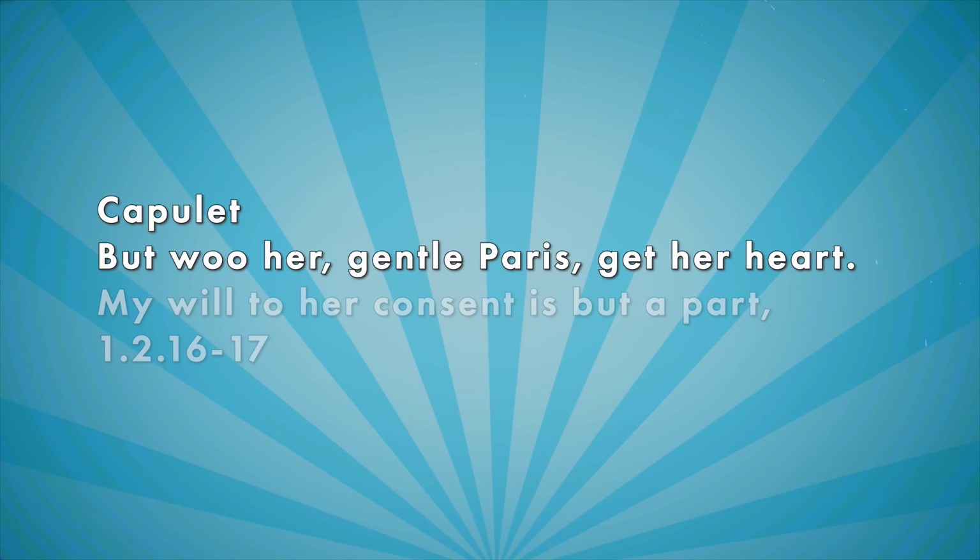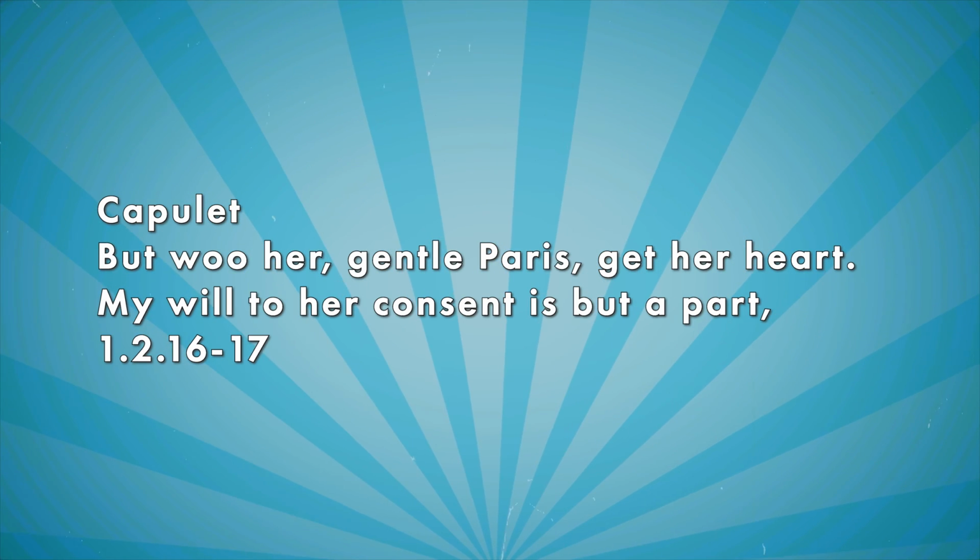The second line: "But woo her, gentle Paris, get her heart. My will to her consent is but a part." Capulet is saying she has to want to marry you. Her opinion matters too. I bring this up because it so doesn't later in the play.